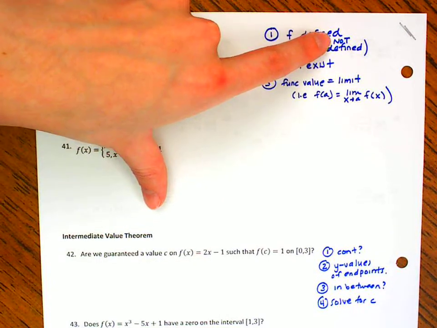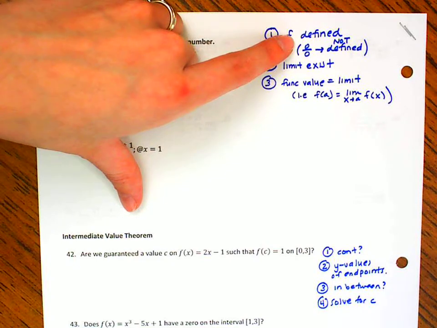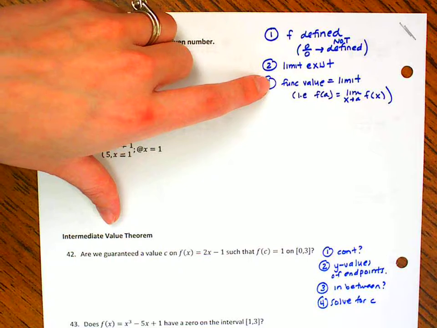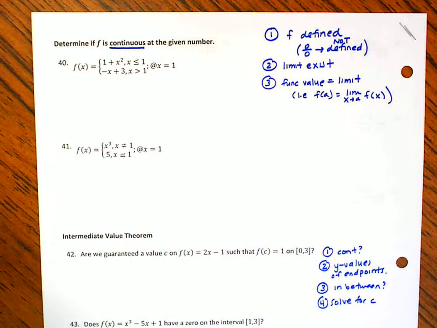So if my function's not defined, I stop. I'm not continuous. If my limit doesn't exist, I stop. I'm not continuous. If the values aren't equal, I stop. I'm not continuous. So let's go through these processes and see what happens.